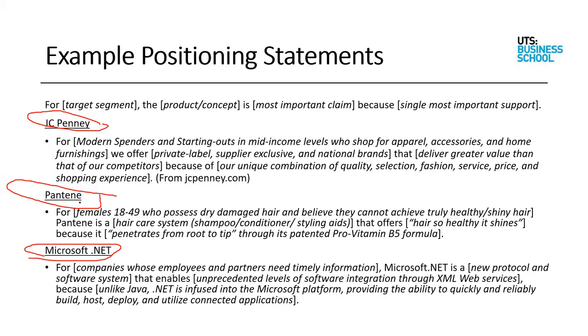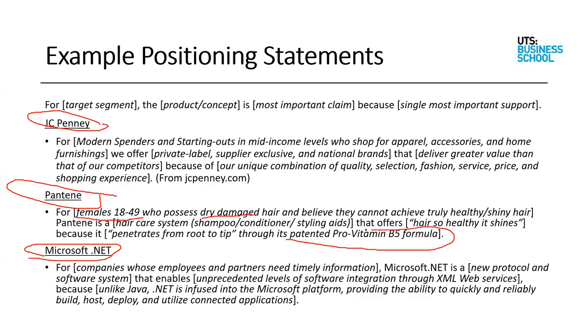So let's take a look at the example of Pantene, and their positioning statement. So Pantene is for females 18 to 49 years of age who possess dry, damaged hair and believe they cannot truly achieve healthy, shiny hair. So Pantene is a hair care system, shampoo, conditioner, styling aids that offers hair so healthy that it shines because it penetrates from the root to the tip through its patented Pro-Vitamin B5 formula. So here is the differentiation.